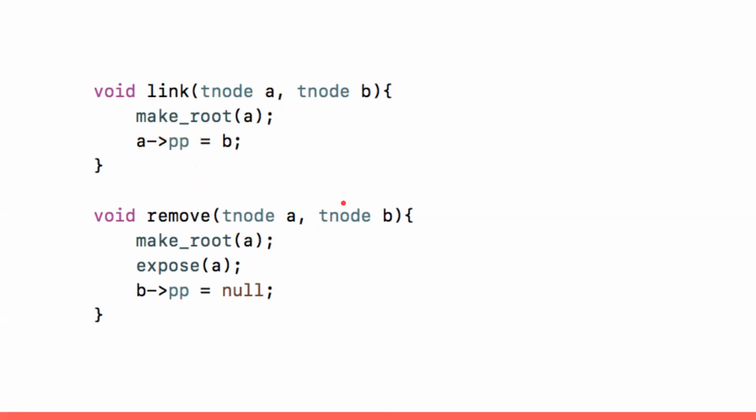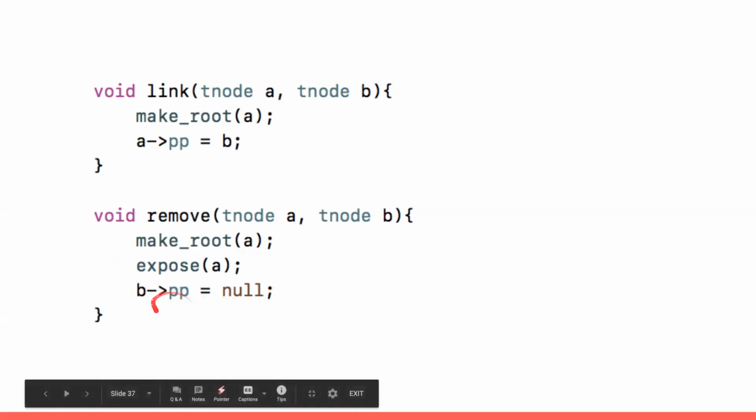And how does remove work? It works in a very similar way. We make a root, and then we make a path between A and root. But since A is already a root, it will force our root not to have any heavy edges anymore, so that we are able to say that BP is null.